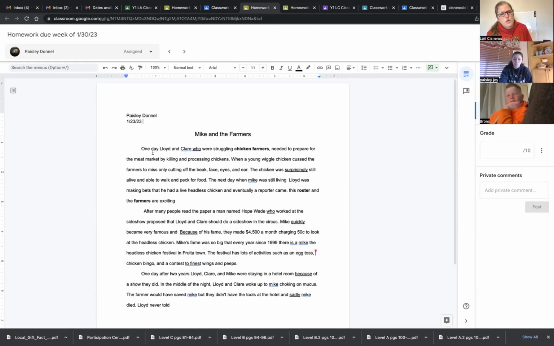So her sentence is, one day Lloyd and Claire, who were struggling chicken farmers, needed to prepare for the meat market by killing and processing chickens. And then her ending sentence, her clincher, starts here. This rooster and the farmers are exciting. And so you just need to make sure that's a capital right there, because it's a new sentence and you need a period at the end. But she's got her clincher here.